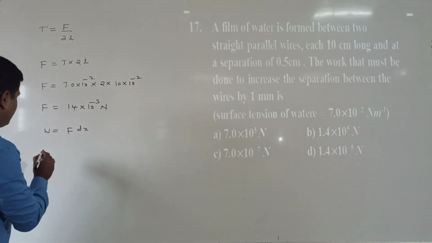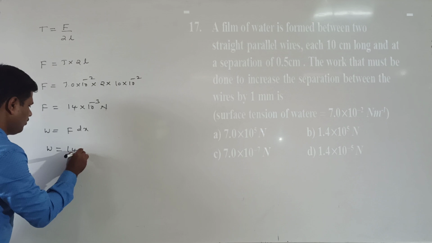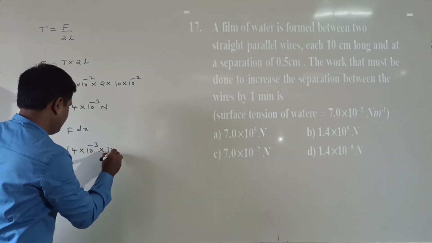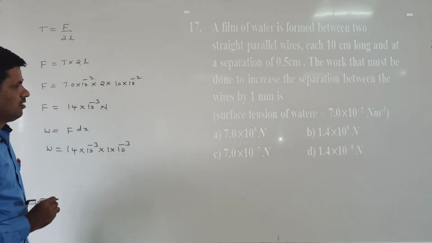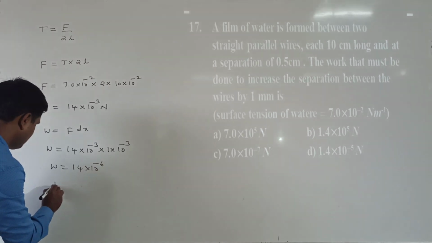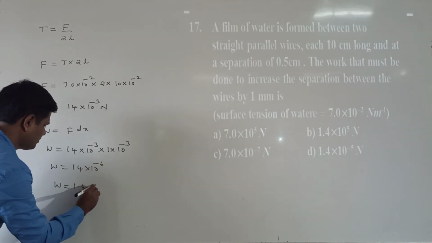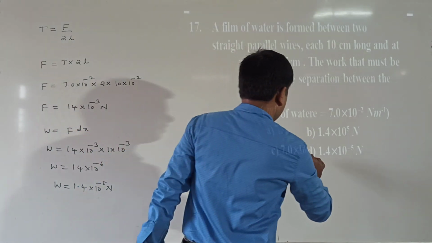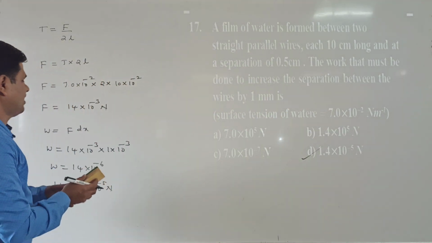1 millimeter here. So what are we getting? 14 × 10^-3 into separation of 1 millimeter, which means 1 × 10^-3... (as stated) 1 × 10^-6. Now W is equal to 14 × 10^-6, which means 1.4 × 10^-5 Newton. Now which option is correct here? D option is correct.